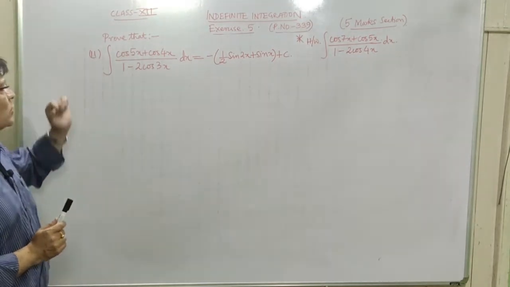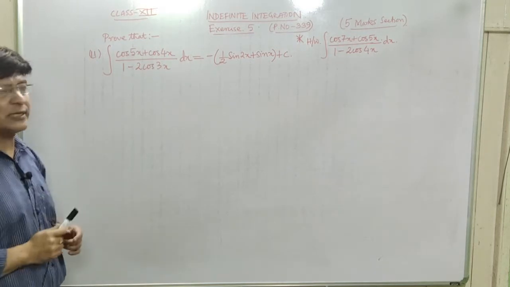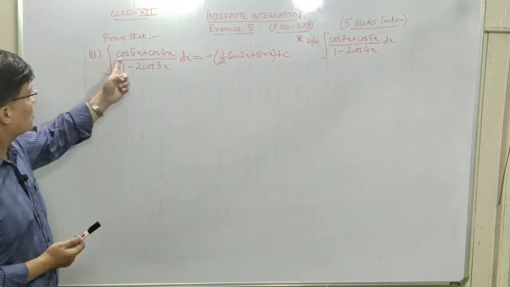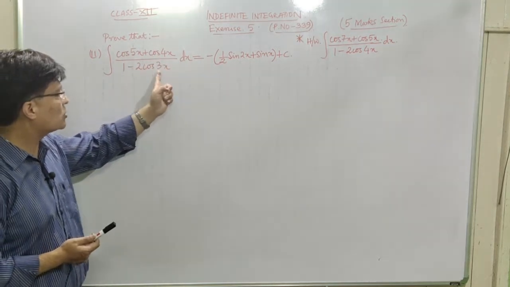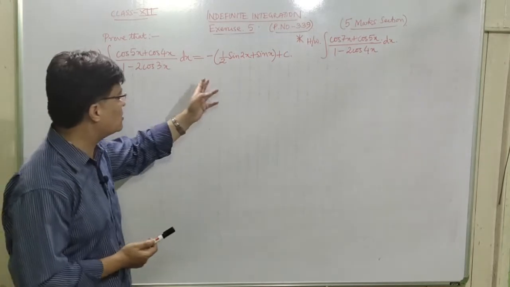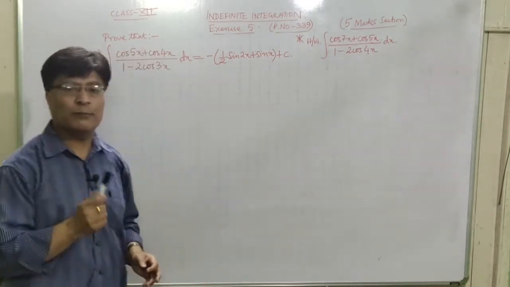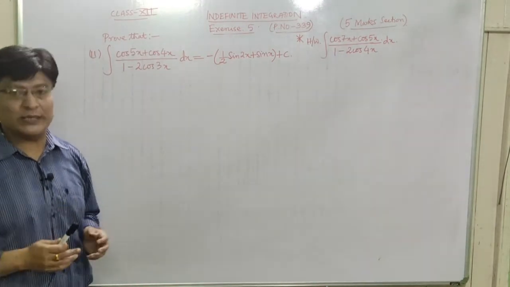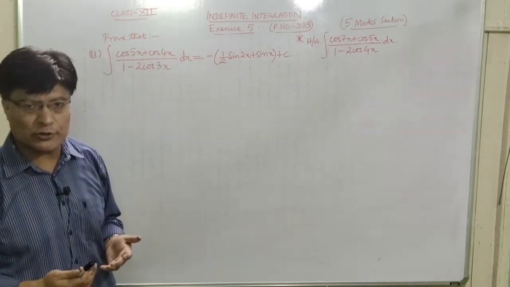So let us do this question number 11 from the book, okay, from the same exercise, exercise 5. Let us prove that the integration of (cos 5x + cos 4x) divided by (1 minus 2 cos 3x) dx is equal to minus (half sin 2x + sin x) + c. So this is quite a complicated problem, but you can do it, okay. This type of question you may get in the HS question papers also, okay.